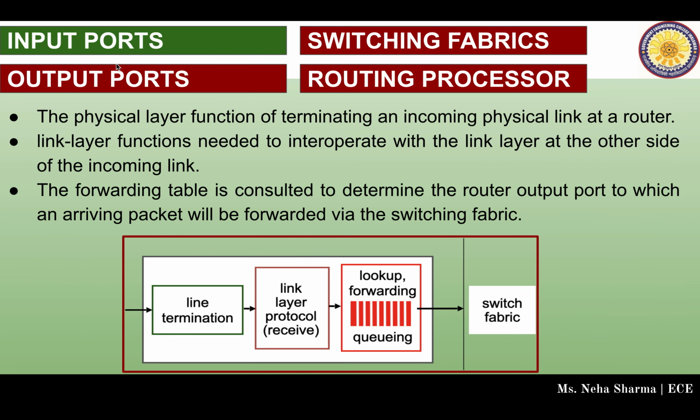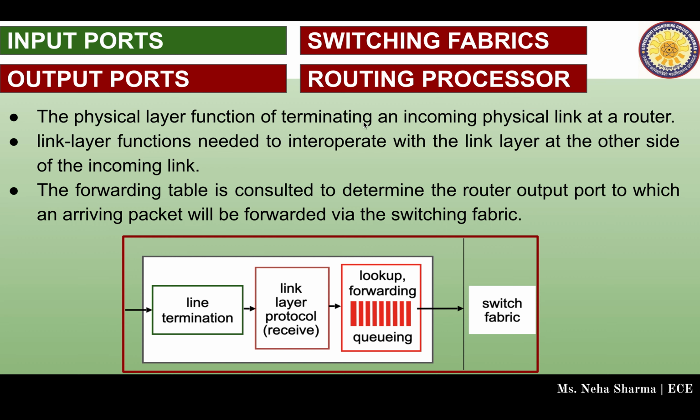The first one we are going to talk about is input ports. This is the block diagram of what is there in the input port. First is your line termination. Second is your link layer protocol for receiving, and then your lookup, forwarding, and queuing with the lookup table. This whole box is your input port, and it goes to the switch fabric.